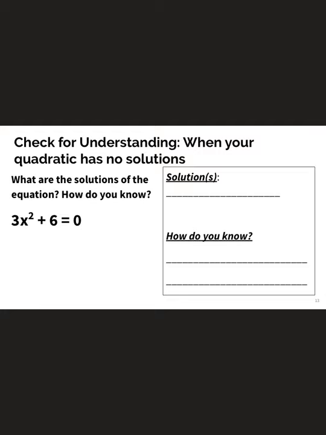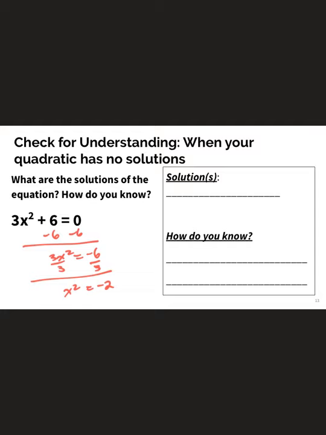You have your problem? Ready to check your work? Let's try it together. So we have 3x squared plus 6 equals 0. So I'm first going to just subtract 6 on both sides. And so when I subtract 6 on both sides, I get 3x squared equals negative 6. Now I'm going to try to get rid of this multiplying by 3 by dividing by 3. And I end up with x squared equals negative 2.